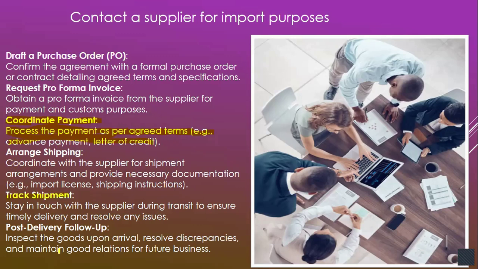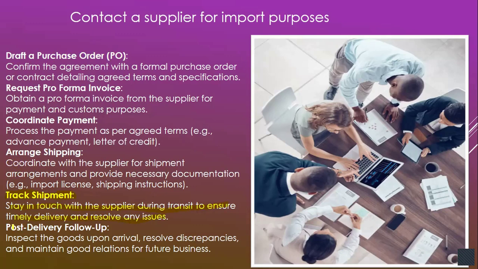Now, track the shipment. Once the goods are dispatched from overseas, you can check online the actual real-time location of the shipment, and whether the goods have departed from overseas or not. Stay in touch with the supplier during transit, ensure timely delivery and resolve any issue. You can check shipment related activity, like goods estimated to arrive on this date, maybe 15 February. Before this, you need to check and arrange the documents and everything.